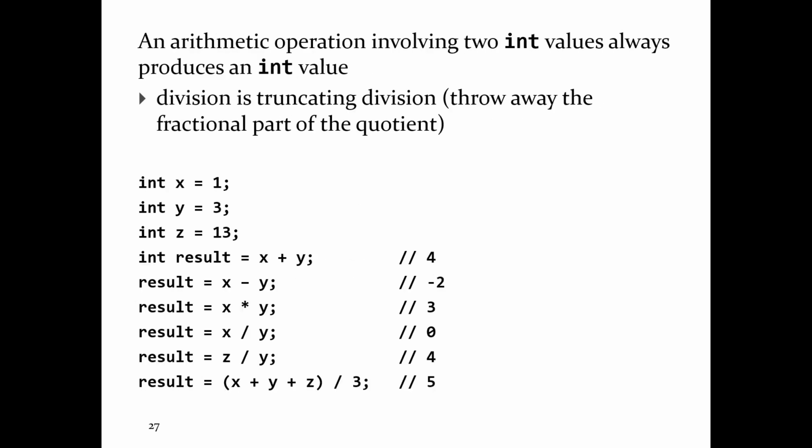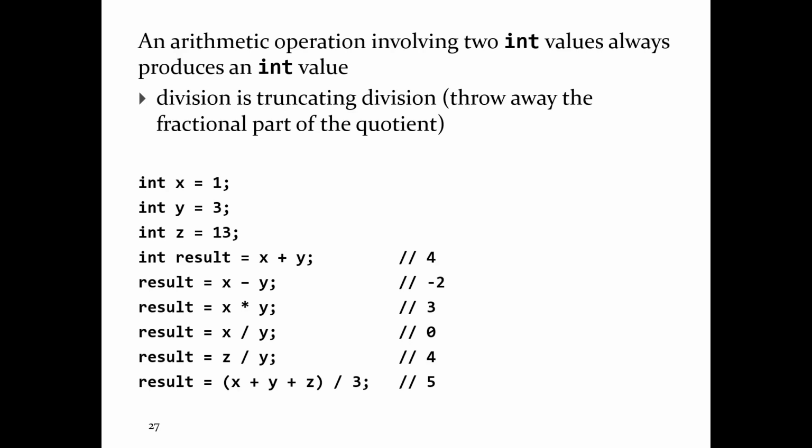The rule in Java is if you do arithmetic with 2 int values, the result is always another int value, even if you do something like division. If you do division with 2 int values, you get what's called truncating division. In other words, you compute the quotient, and then you throw away the fractional part. For example, here we have x divided by y, where x is 1 and y is 3. What's 1 divided by 3? Well, it's 0.3333, so throw away the fractional part and you get 0. z divided by y, well, 13 divided by 3, that's 4 point something. Get rid of the point something and you're left with 4.